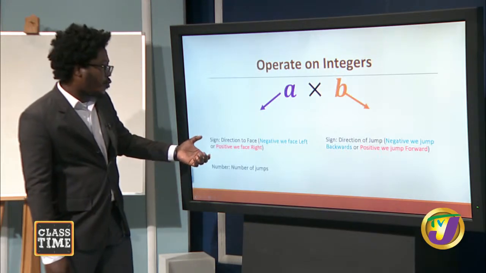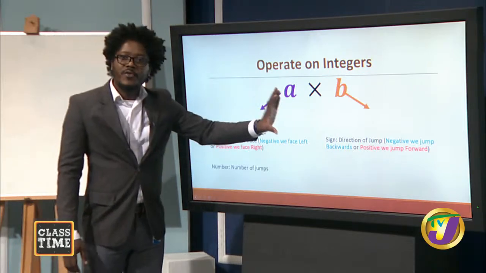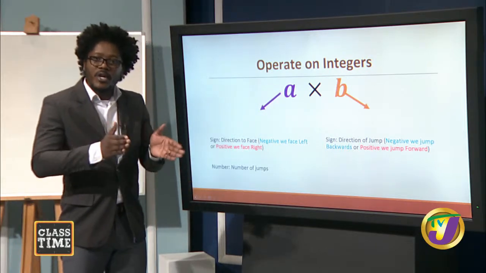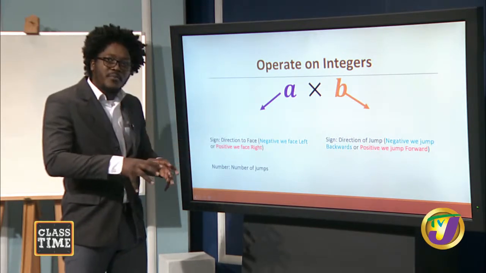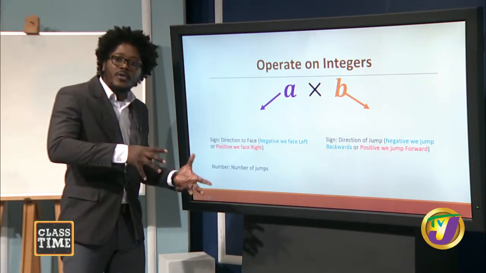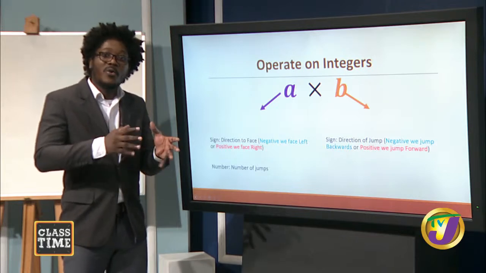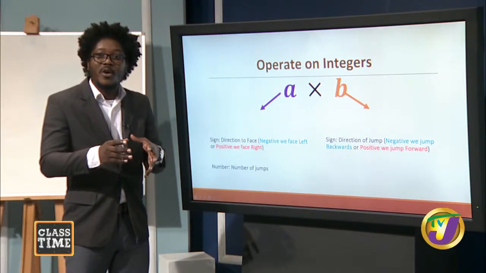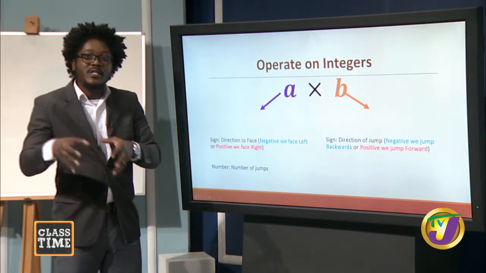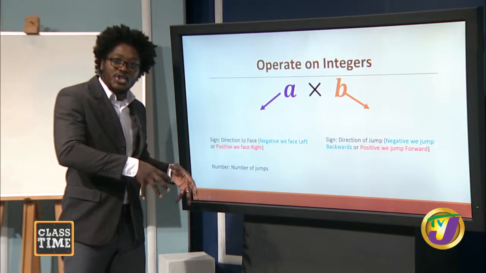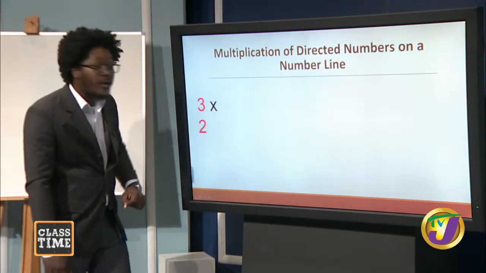So here's where we need to focus on. I didn't explain this. One of our directed numbers is going to tell us what direction to face, whether left or right. The other directed number is going to tell us whether we jump forward or backward. One of the directed numbers tells us how many jumps we take, and the other tells us how many spaces we clear each time we jump. All right, so now that we've established that, we can go into our example.